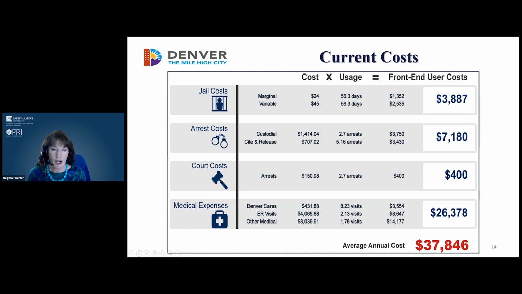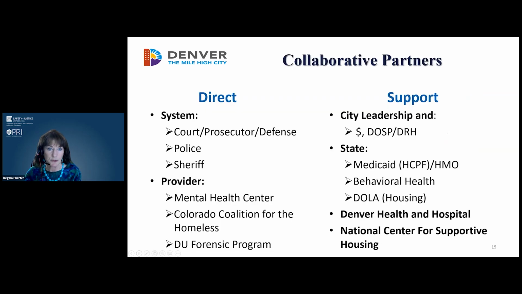We looked at court cost and the arrest around that, and then medical expenses. We looked at emergency rooms, Denver Cares in general, which is the community health provider, and other medical services. If you go, and that was an average of $37,846 per person per year. If you go to the next one.